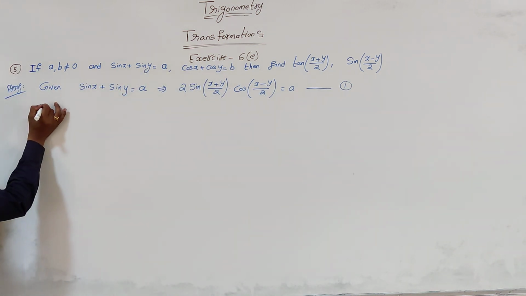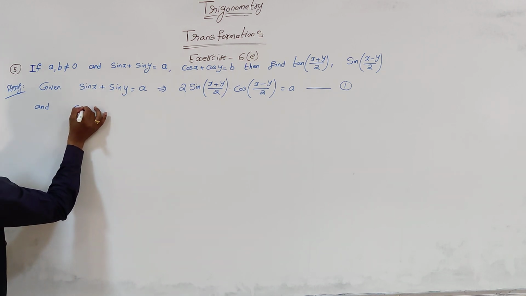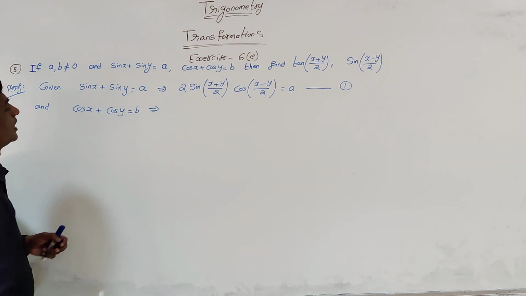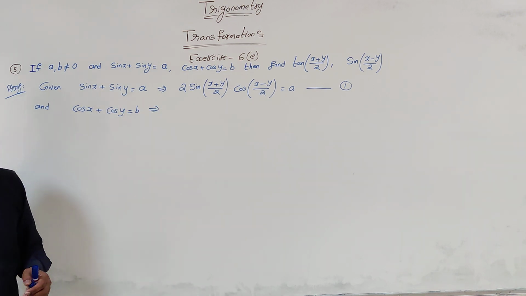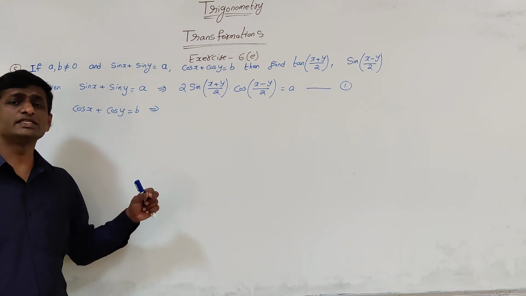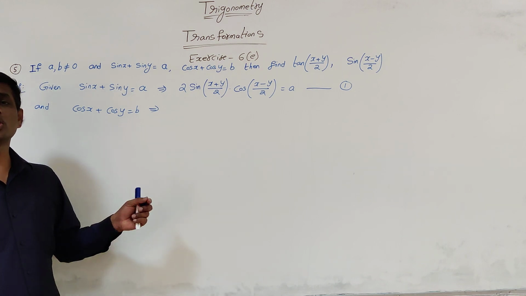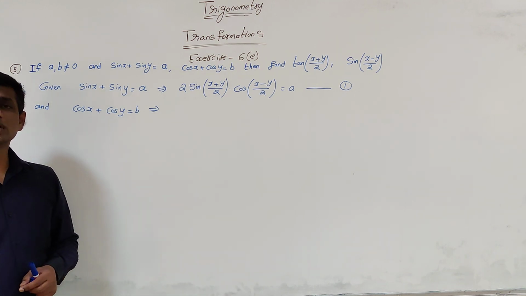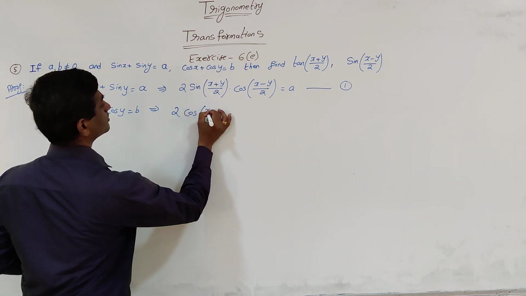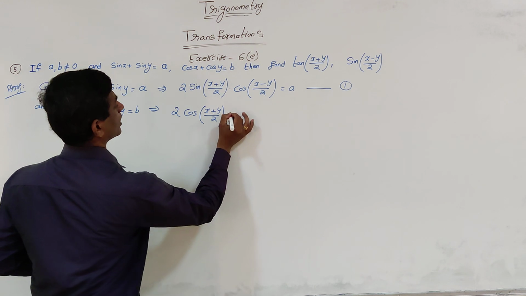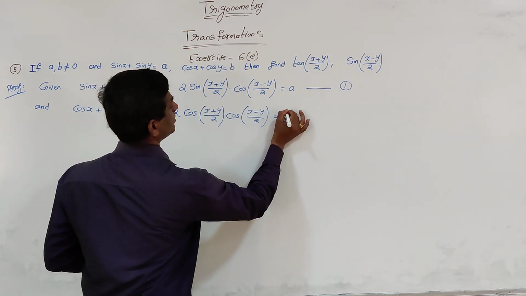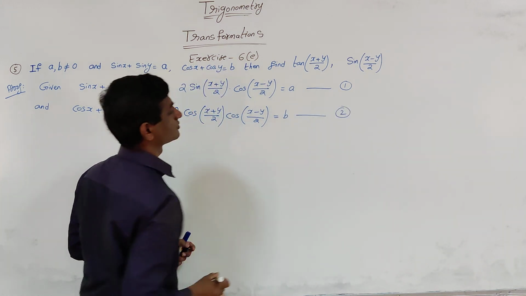And what is another condition he has given? Cos x plus cos y is equal to b. Now it is in what form? Cos C plus cos D, meaning the sum is transformed to the product, that is 2 cos of (C plus D) by 2 cos of (C minus D) by 2. In the same way it will be 2 cos of (x plus y) by 2 cos of (x minus y) by 2 is equal to b. That is the second one.